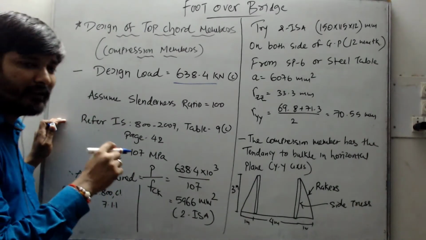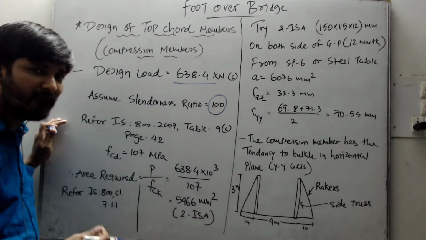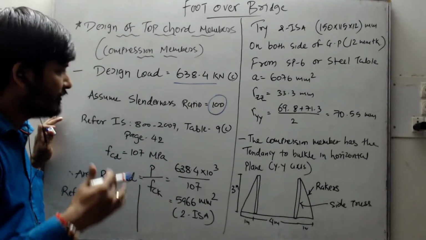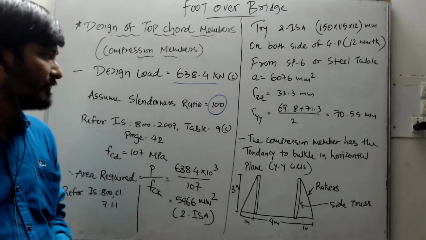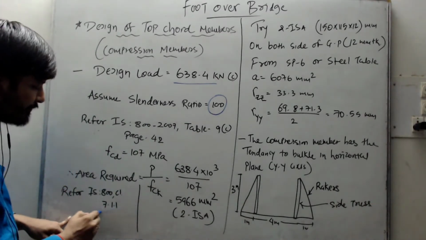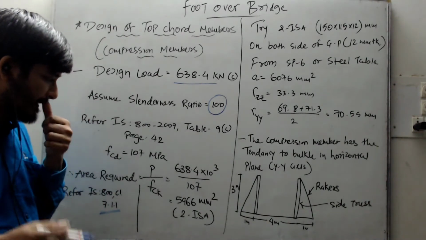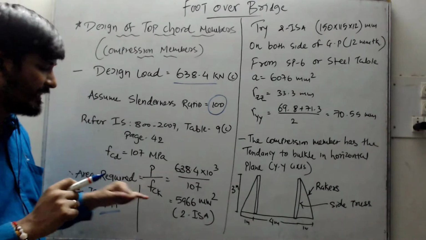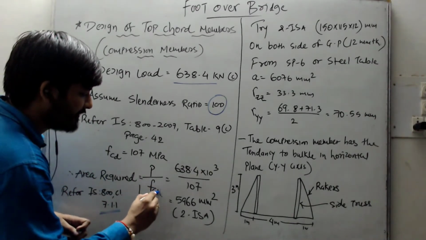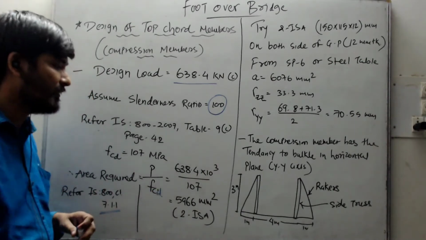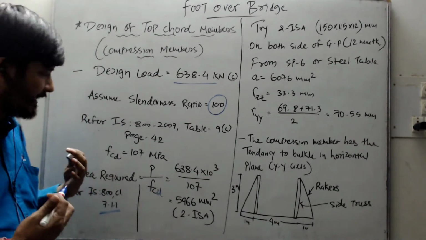Then we assume the slenderness ratio. Why do we assume this slenderness ratio? Because we need to find out the area required, right? To find out that area required, there is a formula in IS 800 2007 clause number 7.1.1, right? The formula is P is equal to FCD into A. So from that we need to find out the area.